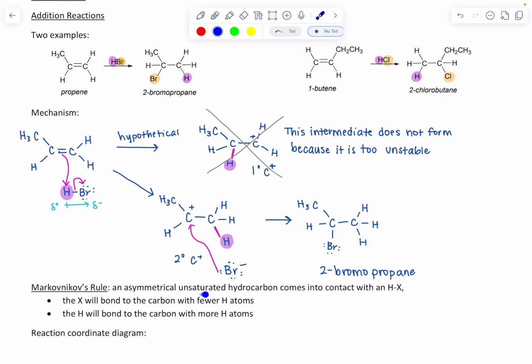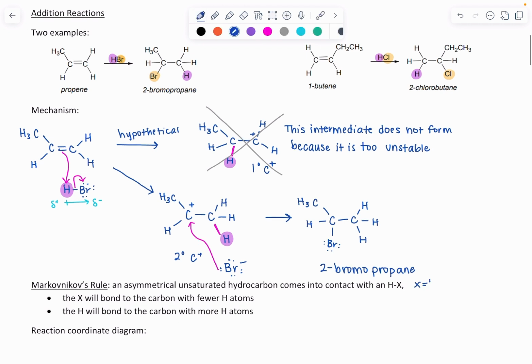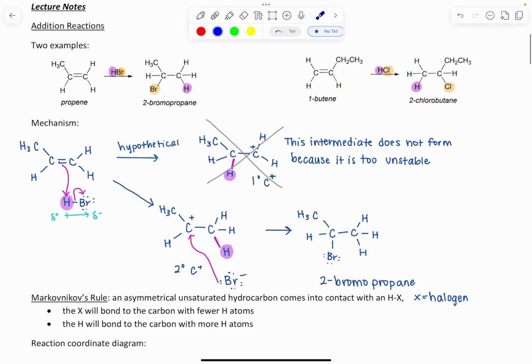So an asymmetrical unsaturated hydrocarbon, when it comes into contact with HX, where X is a halogen, the X, so the halogen, will bond to the carbon with fewer hydrogen atoms. The hydrogen will bond to the carbon with more hydrogen atoms. And we see that here.